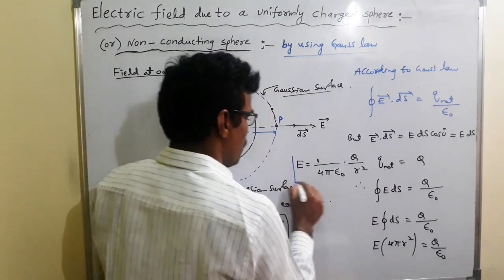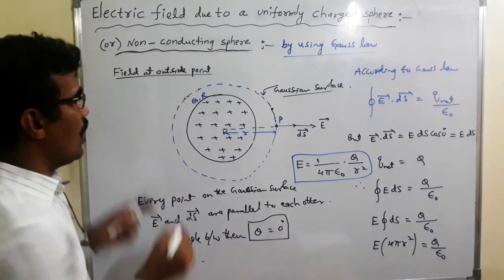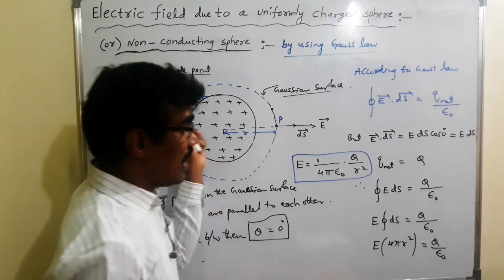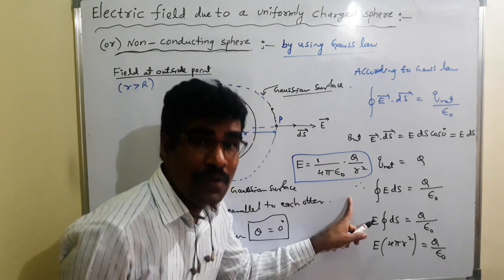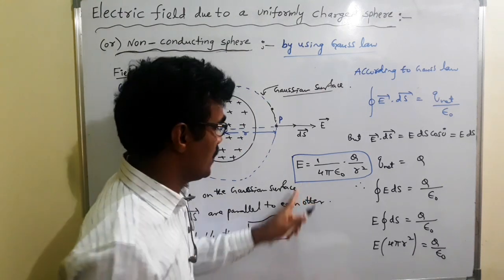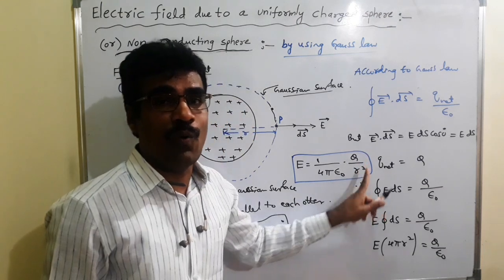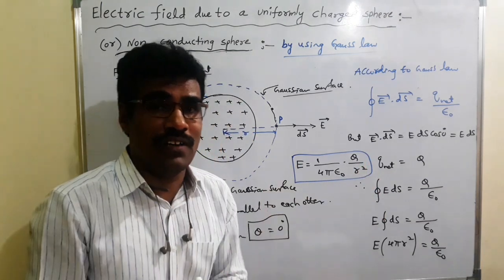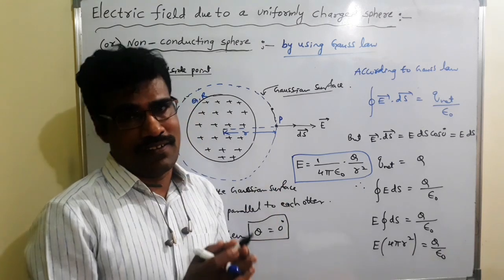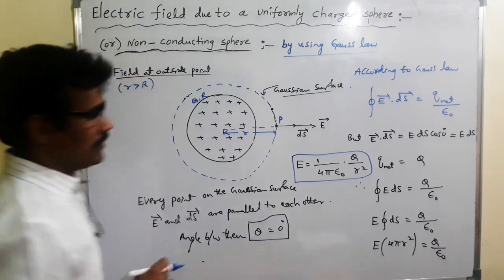This is the field at an outside point. Outside point means small r is greater than capital R. If small r is greater than capital R, the field due to a uniformly charged sphere is E equal to 1 by 4 pi epsilon naught Q by r square. What is Q? The total charge distributed in the spherical volume of the sphere of radius capital R.